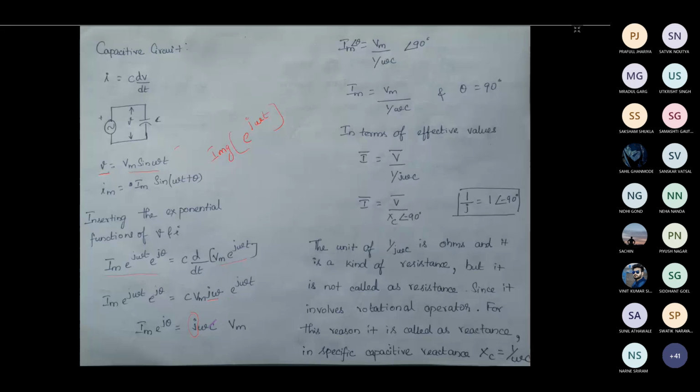So now if you represent this in polar form, we can write this as 1 angle 90 degree, right? So if you represent this in phasor or polar form, you can write it as Im angle θ, which is equal to 1 angle 90 degree ωC into Vm. This is what we will get, right? So now this is the magnitude and this is the angle. So we are going to relate the magnitude and angle on the left hand side and right hand side.